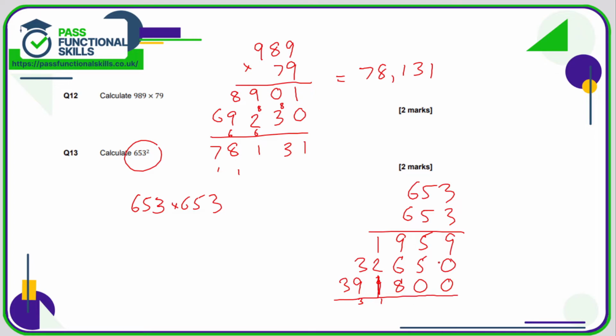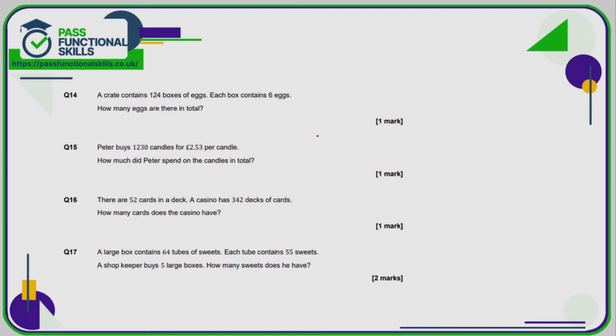Now we just need to add up the 3 lines of working out, so it's going to be 9, 10, 0 carry 1, 9 plus 1 is 10, 18 plus 6 is 24, carry the 2, 2, 4, 5, 6, 3 plus 9 is 12, carry the 1, 3 plus 1 is 4. So there's our answer, 426,409.